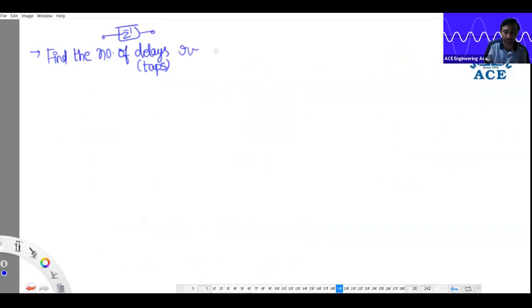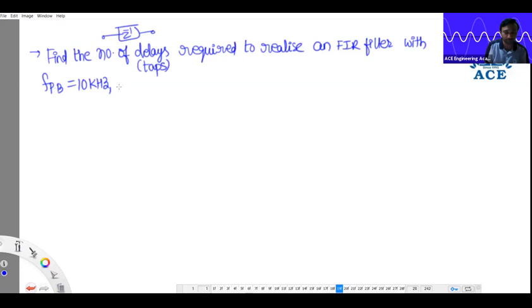Required to realize an FIR filter with passband frequency 10 kHz, stop band frequency 15 kHz, sampling rate of 200 kHz. All this data is given in the ISRO paper. It is not created by me.